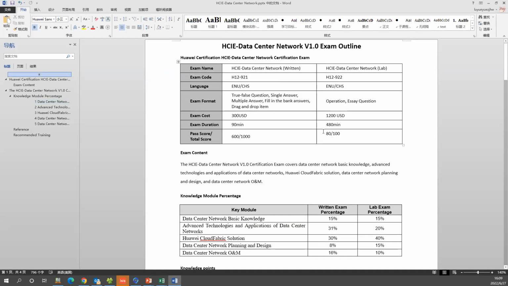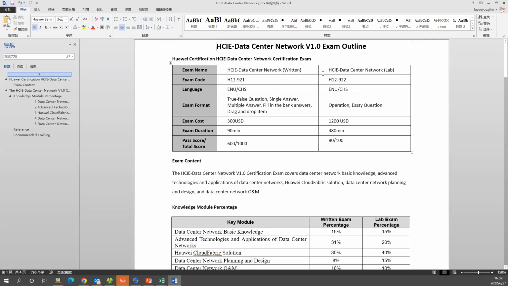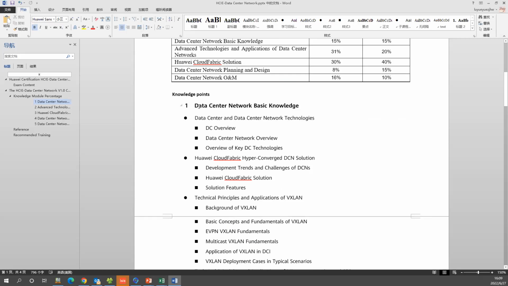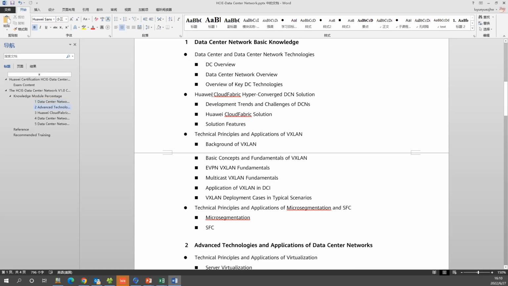Can you see this clearly? This is our HCIE DCN network version 1 certification exam outline, and this is the overview. I have already introduced it to you, and this is the key module for our examination. The first module is the data center network basic knowledge. The first slide is the data center and data center network technologies. It talks about what DC is, what DCN is, and the difference between them, and some basic knowledge of these two scenarios.